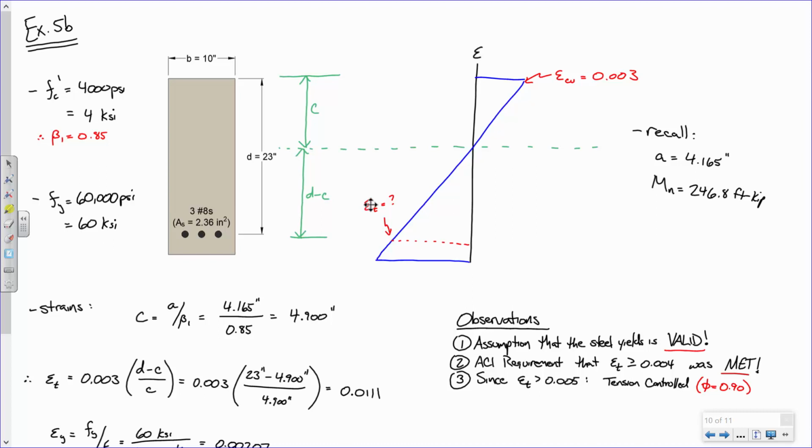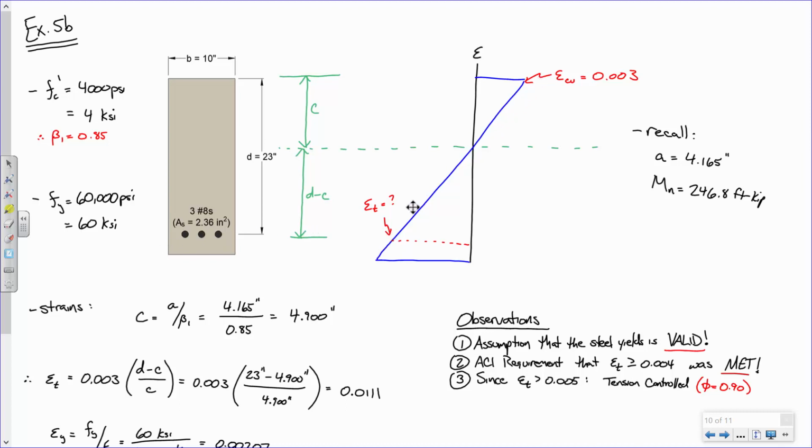Now, speaking of strain, here is our strain profile. Remember, from the top to the neutral axis, we call that c. This is d minus c. Our maximum usable strain in the concrete we define as 0.003. So what we really need to find is epsilon sub t. This is the strain in the tensile region.